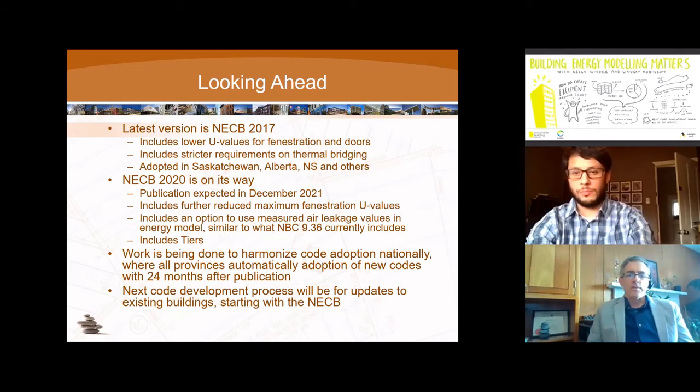The other interesting thing that we got from the session we had a couple of weeks ago is that there is some work happening over the next few years on existing buildings and how, in particular, the NECB might apply to existing buildings, what that might look like. Currently, the NECB does not apply to existing buildings.